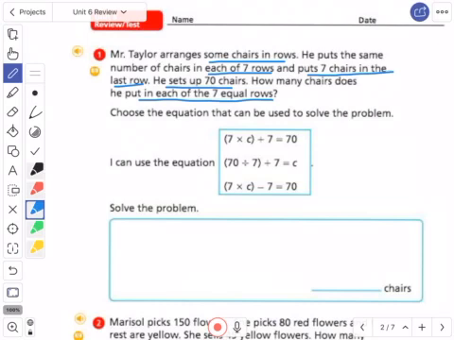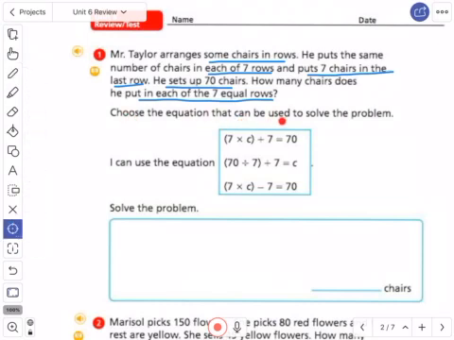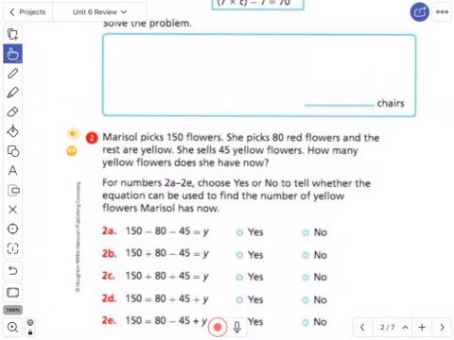Okay. All right. So then down below, choose the equation that can be used to solve the problem. So if you were going to be putting all your steps together, which equation would match up to all of that? Okay. And then down below, you're going to be solving your problem. All right. Number 2.